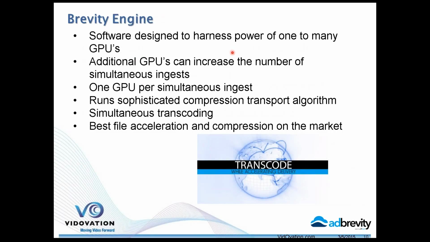So the hardware needs at least one GPU, and we can scale to many GPUs. You really need an additional GPU for every simultaneous ingest. So if you're ingesting or need to transcode multiple streams, you're going to need a GPU per stream.